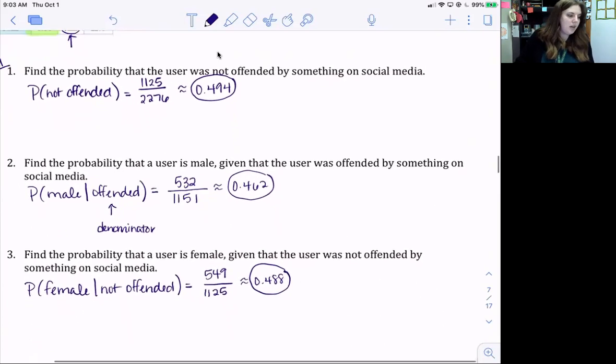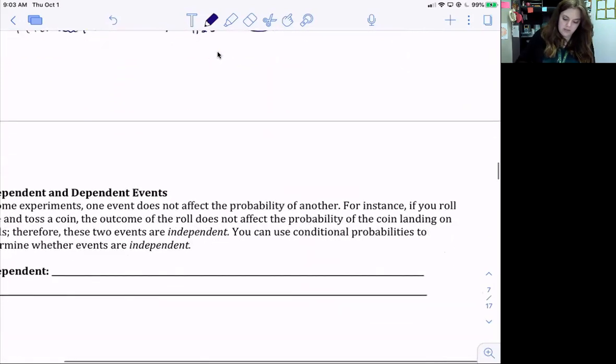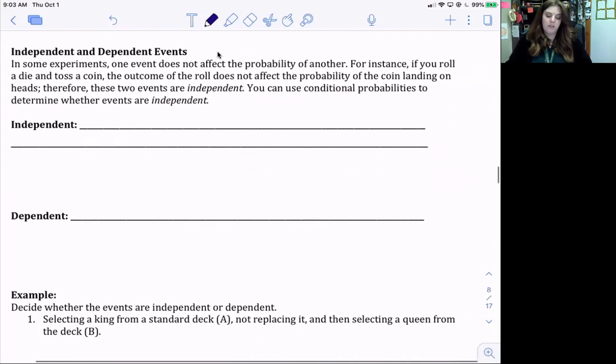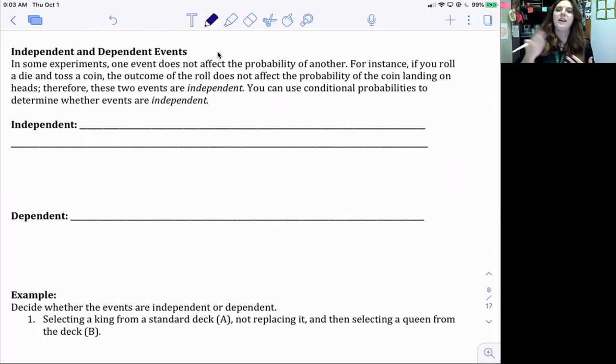Okay, so now we're going to look at independent and dependent events. In some experiments, one event does not affect the probability of another. For an example, if we toss a coin and we roll a die, tossing a coin is not going to affect what we get when we roll a die. So those two events are independent. You use conditional probabilities to determine whether events are independent.